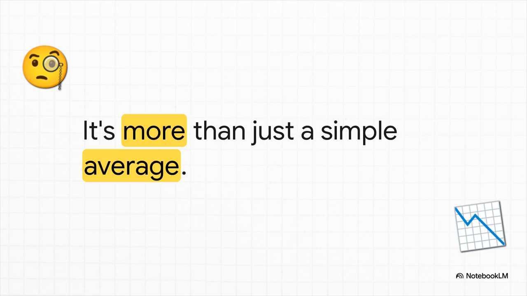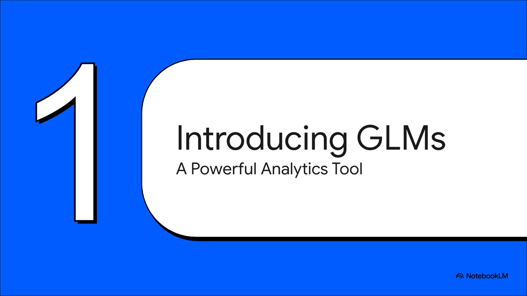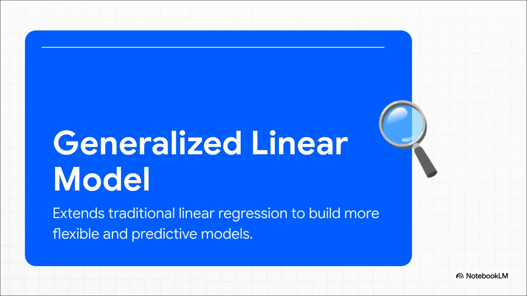We need a much more powerful lens. And that lens is something called a Generalized Linear Model, or GLM for short. Now, I know the name sounds a little intimidating, but don't let it fool you. This is an incredibly powerful and honestly a really flexible tool that helps us untangle all that complexity to get to the real answers.